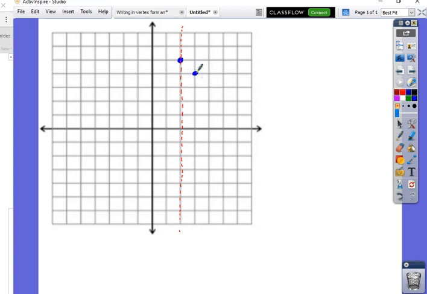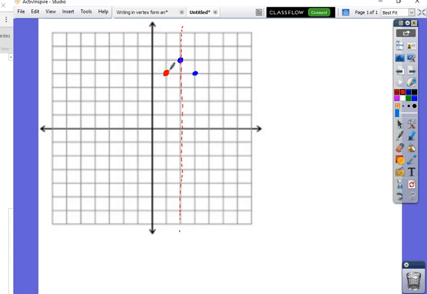Now to be able to get my third and final point, remember, how far is this point from my axis of symmetry? If I count, it's 1 unit. As you can see, 1 unit, right? So it's 1 unit to the right. So to be able to get the other point, I have to do the opposite. So I'm going to do 1 unit to the left. This is my other point.